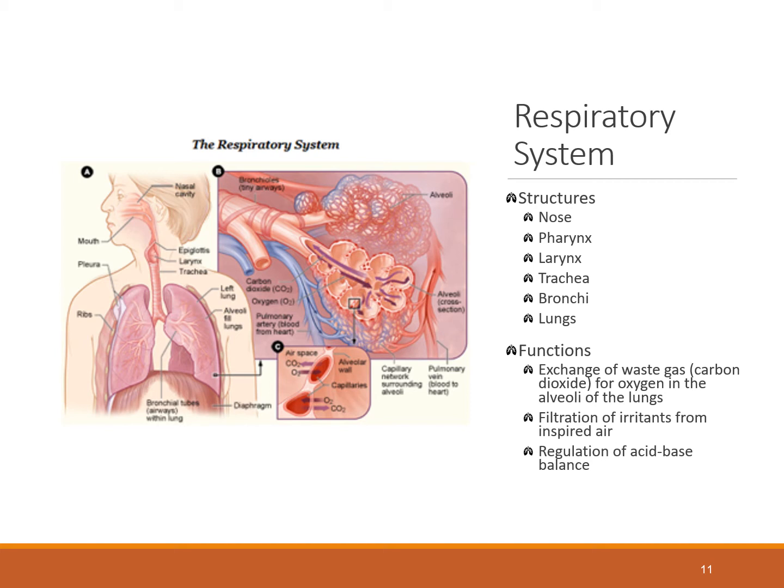Another function of the respiratory system is the filtration of irritants from inspired air. The nose also helps to warm and humidify the air before it is actually introduced into the trachea, bronchi, and lungs. And then lastly, regulation of acid-base balance, and this has to do with cellular respiration. So as we burn fuel in our cells, the waste product is carbon dioxide, and that carbon dioxide is converted into an acid. So the respiratory system takes part in regulating that acid-base balance.